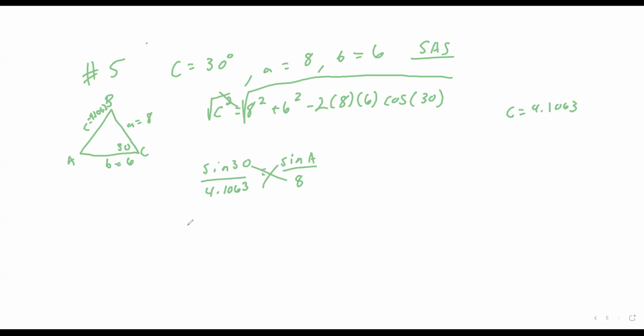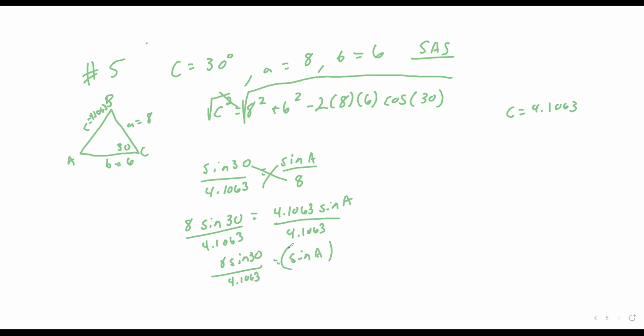And then we just cross multiply. So this will give me 8 sine 30 equals 4.1063 times sine A. Divide that by 4.1063. So I get 8 sine 30 over 4.1063 equals sine A. In order to get rid of this sine, I need to take the sine inverse of this result. So angle A will be whatever that gives me.